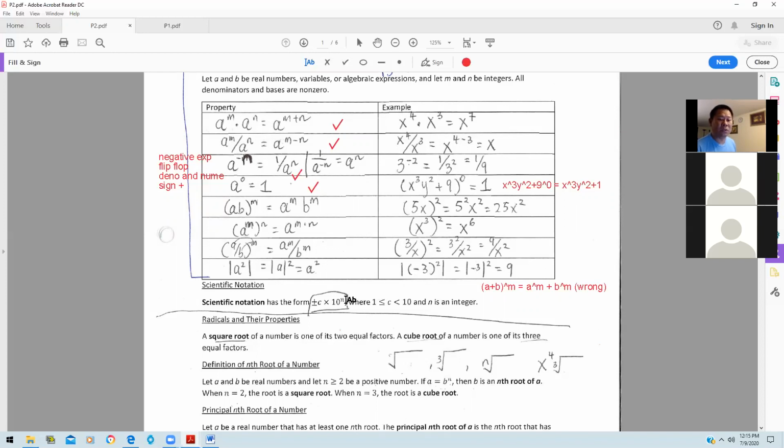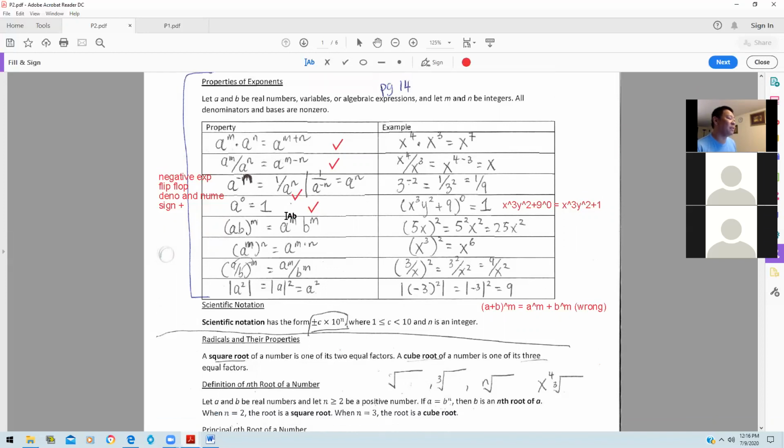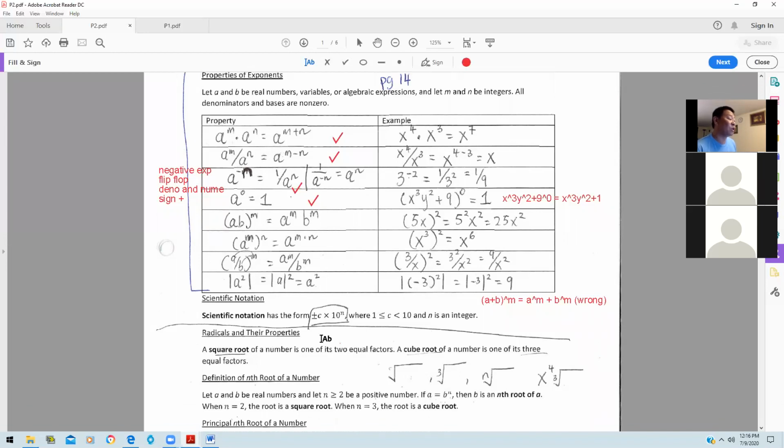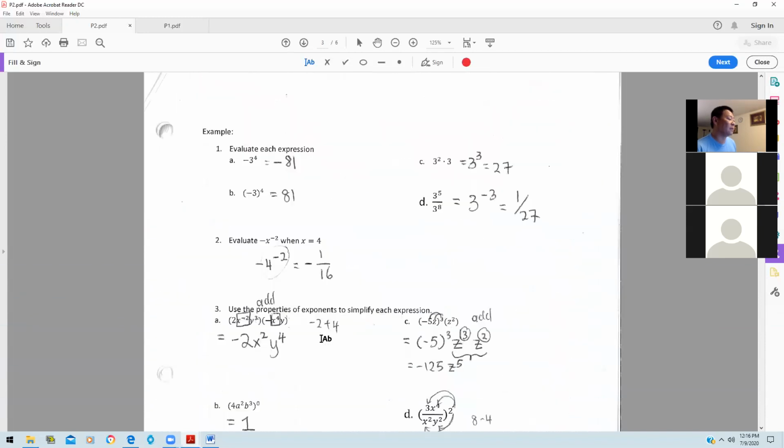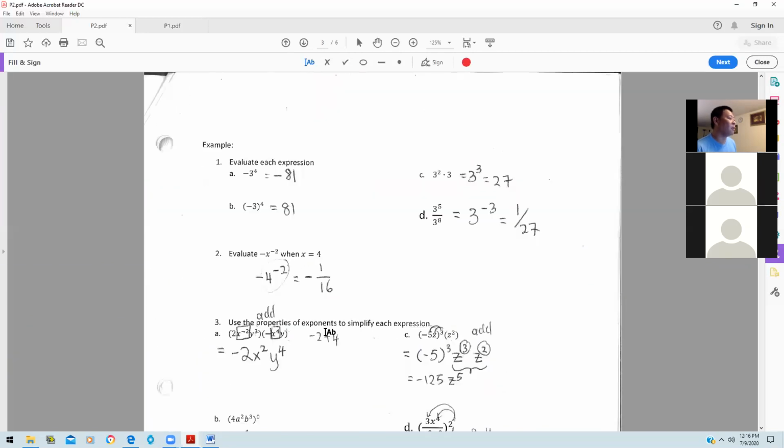It's like 0.000 something. So we're gonna do some examples on these properties, then the exponents, and we'll do the radicals later on. So we'll look at the radicals later on. We'll talk more about this.